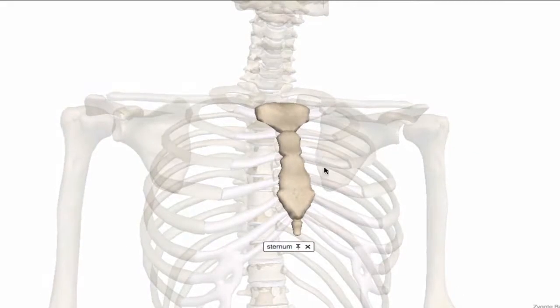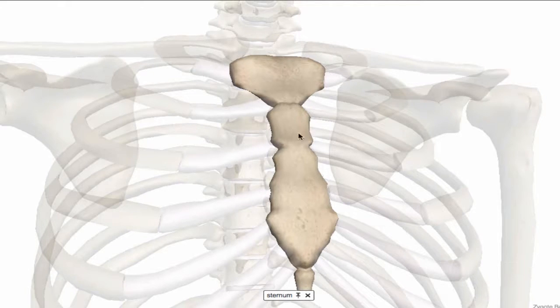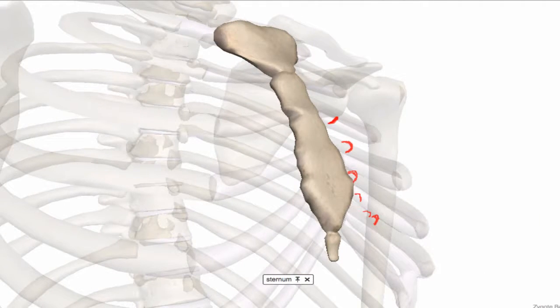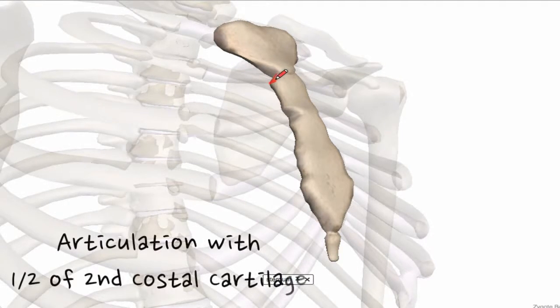Now, the second part of the sternum that we need to talk about is this long structure here. This is the body of the sternum. And the first thing that I want to show you, first clear this out, is that half of the second costal cartilage is going to articulate in this area of the body of the sternum.